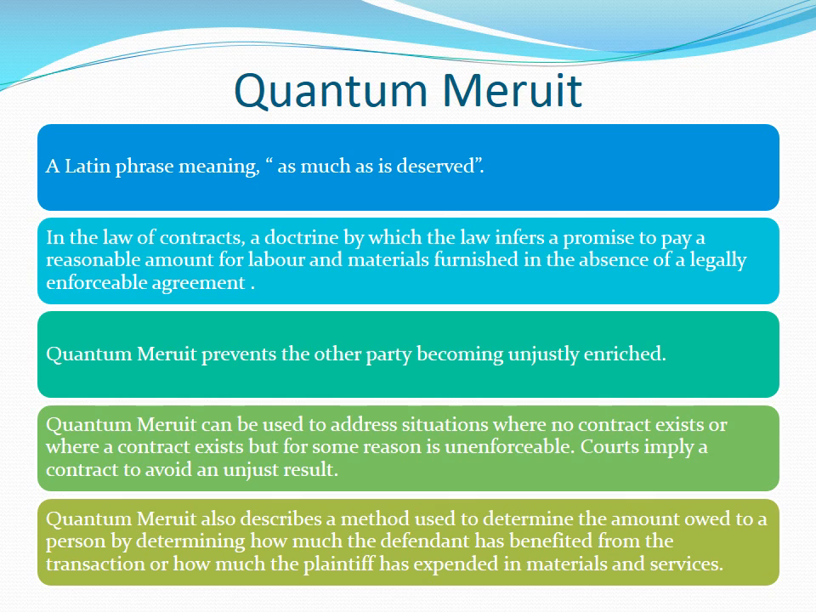In the law of contracts, it is a doctrine by which the law infers a promise to pay a reasonable amount for labour and materials furnished in the absence of a legally enforceable agreement as to cost. Quantum meruit prevents the other party becoming unjustly enriched. It can be used to address situations where no contract exists or where a contract exists but for some reason is unenforceable. Courts imply a contract to avoid an unjust result.